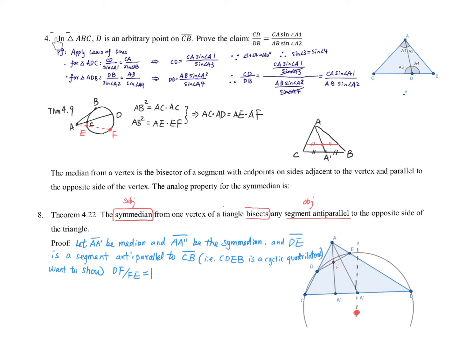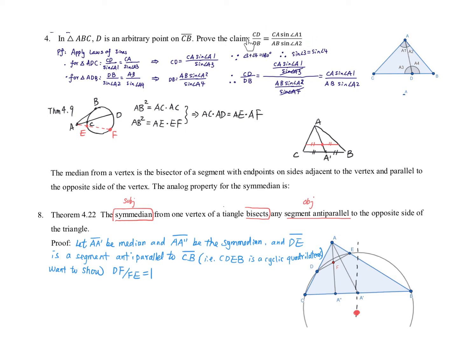The first result that we need to use is the notes problem number 4. Let's quickly review what that result tells us. If you have a triangle, and then a segment, say AD, that intersects the opposite side, then you know that CD over DB is equal to AC times the sine of the corresponding angle, the angle opposite to the segment CD, over AB times the sine of that angle.